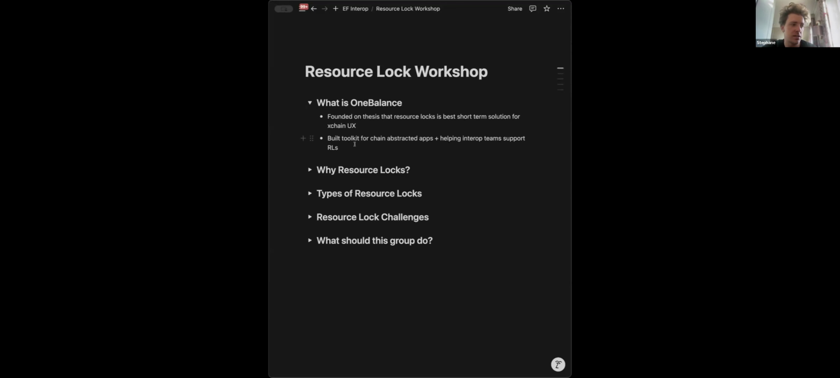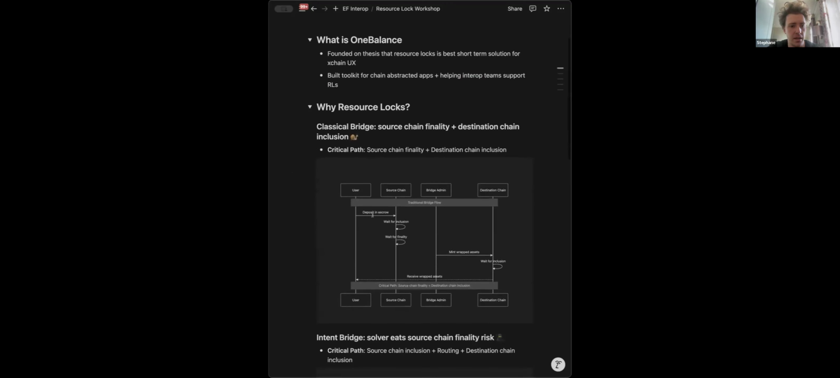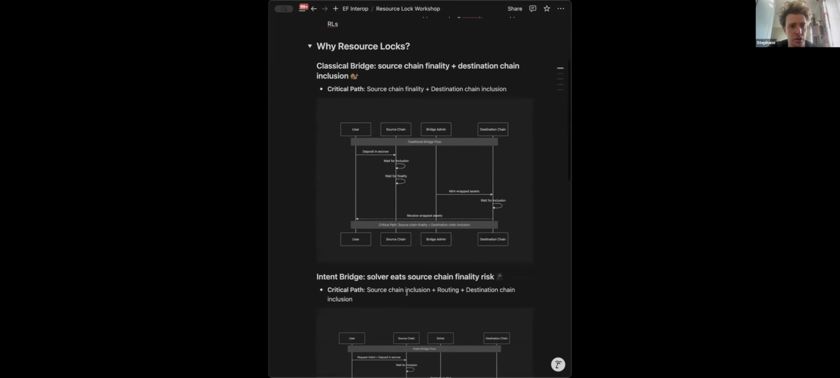I think resource locks have been around as a topic now for about a year, but there's still a bit of confusion around what they are and how they're perhaps distinct from intents. And so I think the primary thing is to explore a definition of what their role is. And I think this perspective is probably the best way that I've found to explain it.